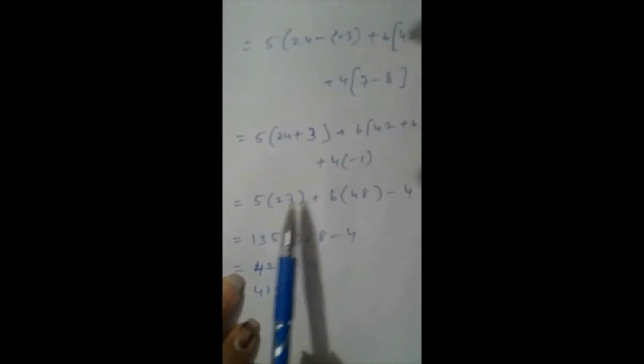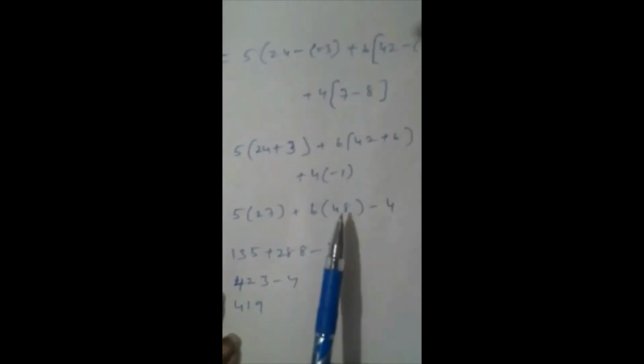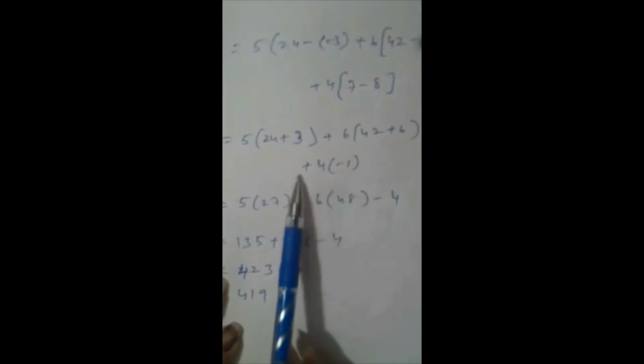5 into 24 plus 3 is 27, 42 plus 6 is 48, plus 4 into minus 1 is minus 4. 5 into 27 is 135, plus 6 into 48 is 288, minus 4. That is, the value of the determinant of A is 419.